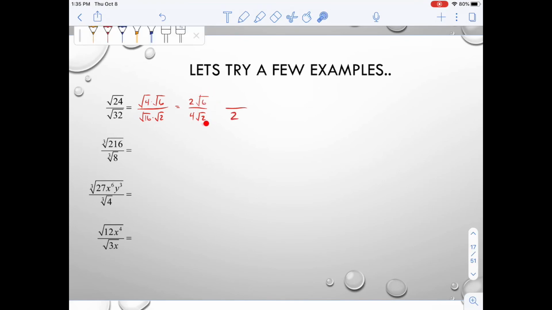Right? And if I look, I have a square root of 6 over a square root of 2. Sorry, not over 4, over 2, which is going to reduce to square root of 3. Right? They can reduce. I'm going to get a square root of 3 here in my numerator. Okay? So here I get square root of 3 over 2. All right?